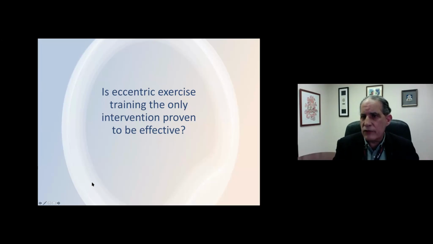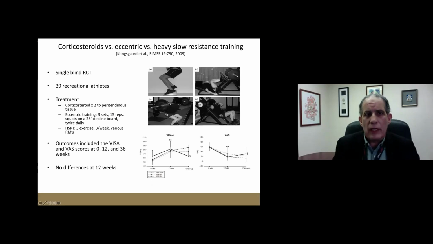But of course, I think it's important to realize that it is not the only intervention that is supported by evidence. Here we have, for example, the idea that a steroid injection may also contribute. So in this study, they compared steroids, eccentric and heavy, slow resistance training, which is really mostly concentric exercise. It was a single-blinded randomized controlled trial. Whenever you do exercise training studies, it is very hard, if not impossible, to do double-blind, because people who do the exercise know what exercise they're doing.